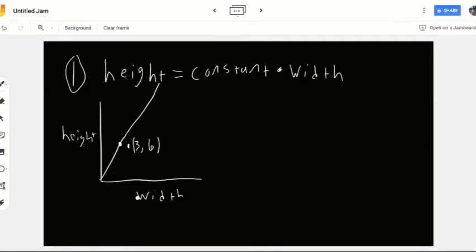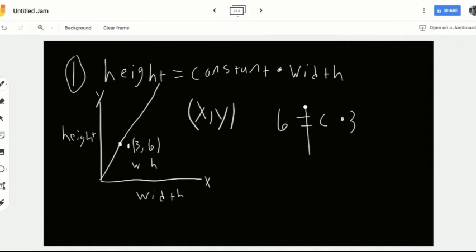One thing to note is that the width is down here. This is my x-axis, so my width is my x. And since I know all my ordered pairs are in the form xy, I know that this 3 is my width. And then this height is on the y-axis, so this 6 is my height. And I'm just going to plug it into this formula. Well, my height, which is 6, equals the constant, which I'll call c in this case, times the width, which is 3. Now, the instructions for this was to find the value of the constant.